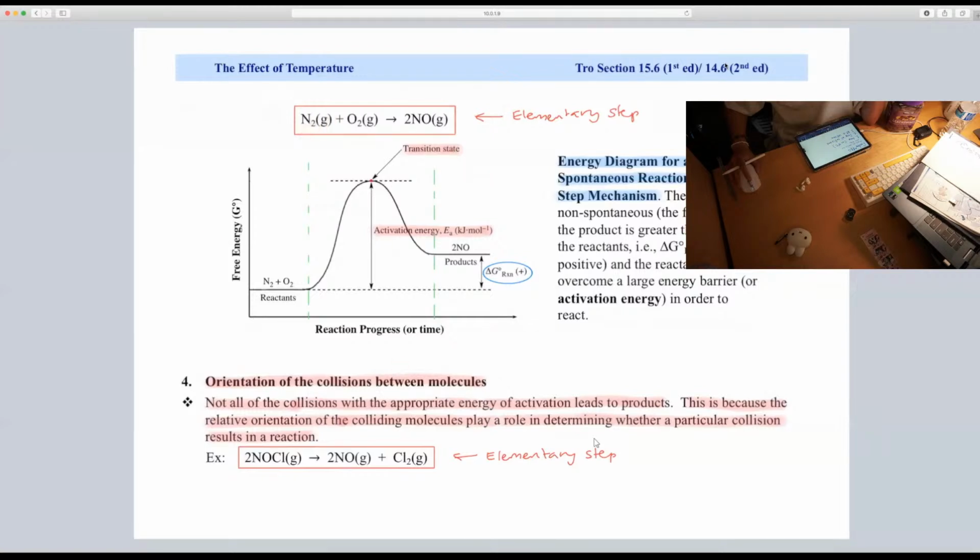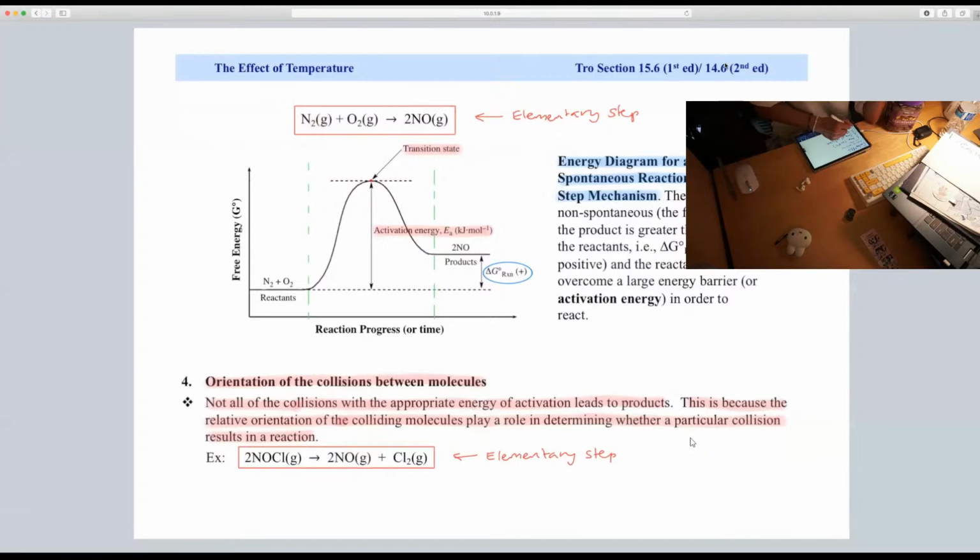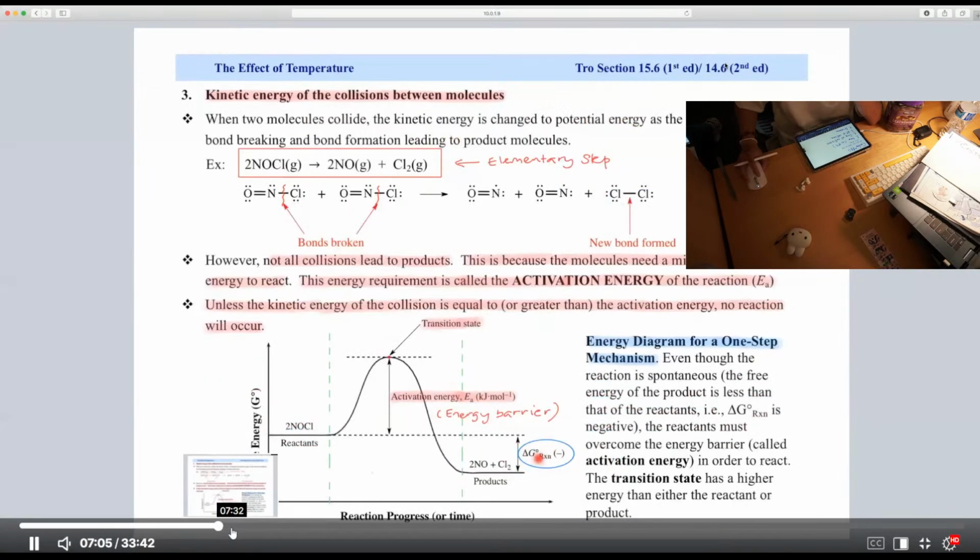So let's take this example of N2 plus O2 giving you 2NO. Once again, this is a one-step mechanism, so it just has one elementary step, and this is a bimolecular reaction. Now, when we look at the energy diagram, we can see that this is the free energy of the reactants, this is the free energy of the products, and so when we look at delta G naught of the reaction, since the free energy of the products is greater than the free energy of the reactants, delta G for the reaction comes out to be positive, and therefore, this will be a non-spontaneous reaction, which falls in the realm of thermodynamics.